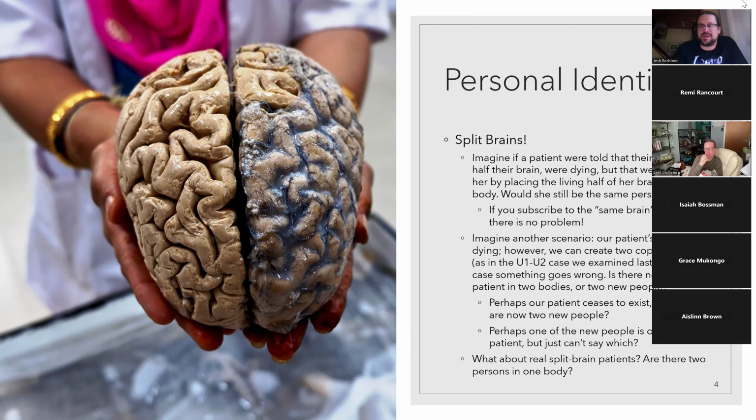It's another fission case, right? Maybe our original ceases to exist, and now I have U1 and U2, and U just ceases to exist. Or perhaps, like we were saying earlier, U1 or U2, one of them is identical to you, but we just can't say which one. What do you think? Personally, I think that we've got two new people.